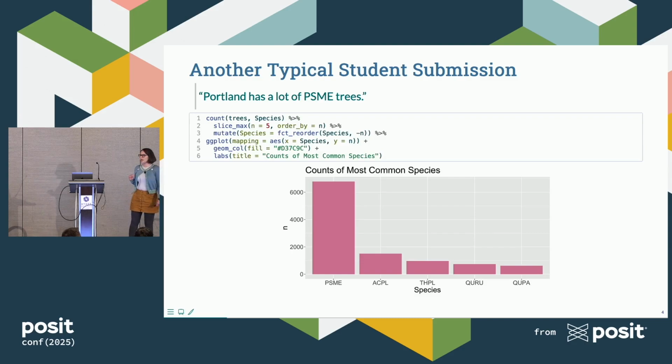Another student decided to look at species and to see what types of trees there are in Portland. And honestly, I was pretty impressed with their data wrangling skills, right? They found that there were lots of different species. So after they counted them up, they subsetted down to just the 5 most common. And then they even sorted their bar graph based on frequency. Wonderful, used a lovely color again.